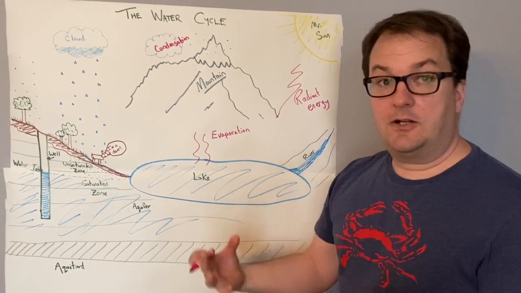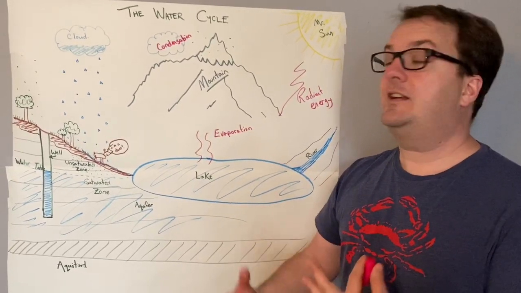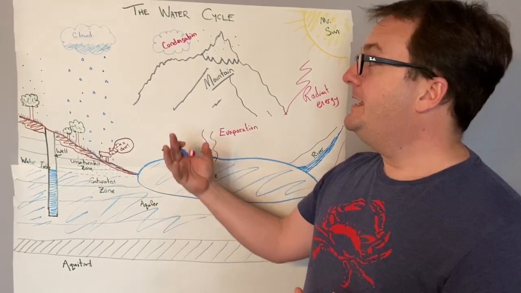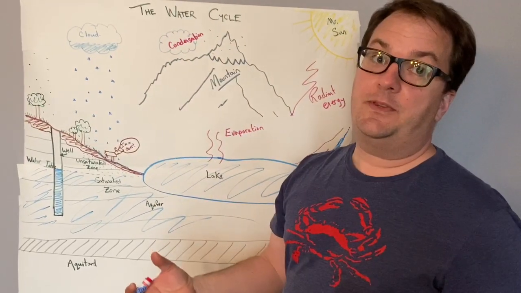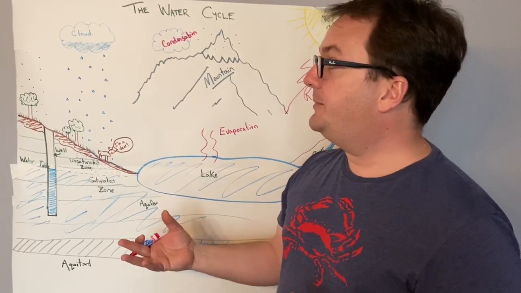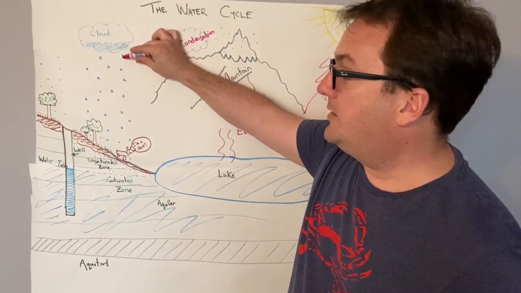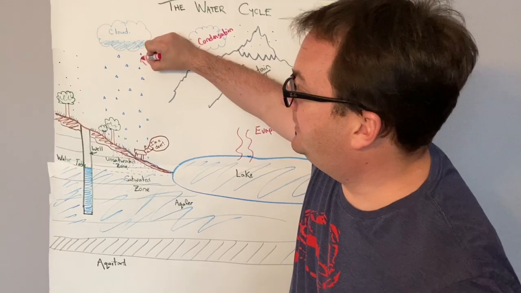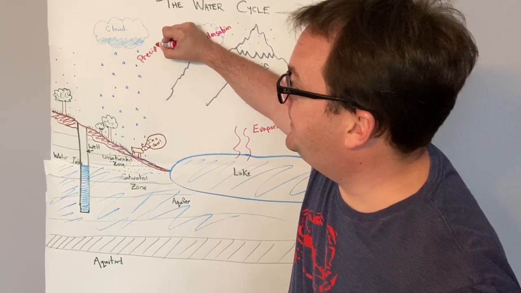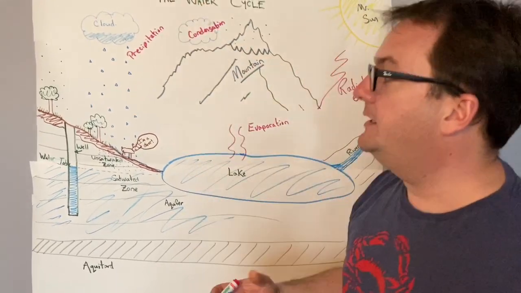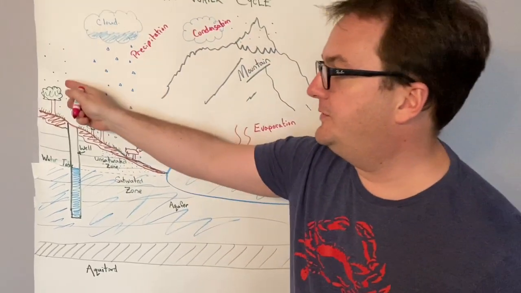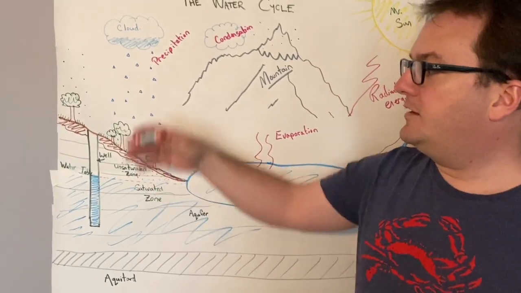Now as those drops get larger and larger and larger, they get heavier and heavier and heavier. Gravity pulls on them more. And eventually the wind currents can't hold those drops of water up in the air anymore, and that water falls back to earth as something that we call precipitation. Now precipitation can be sleet or snow or rain or hail. It can be anything. I tried to draw some snow falling.